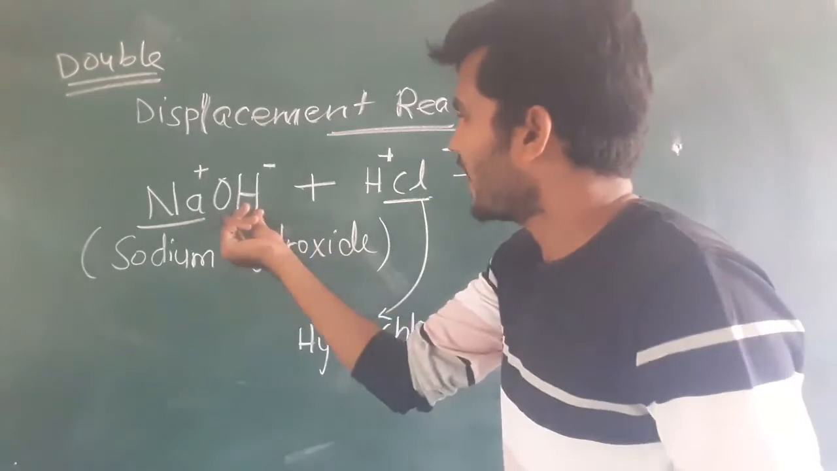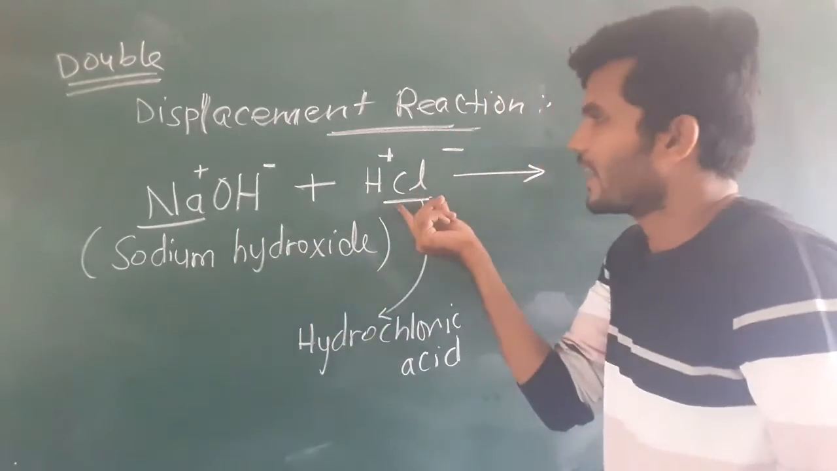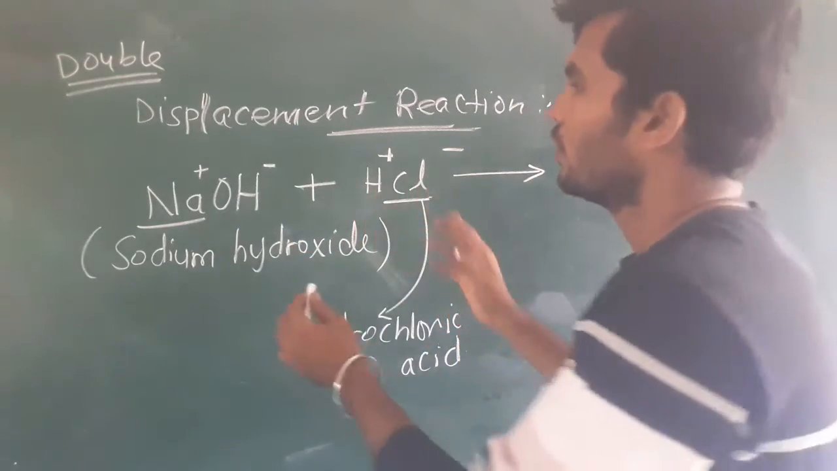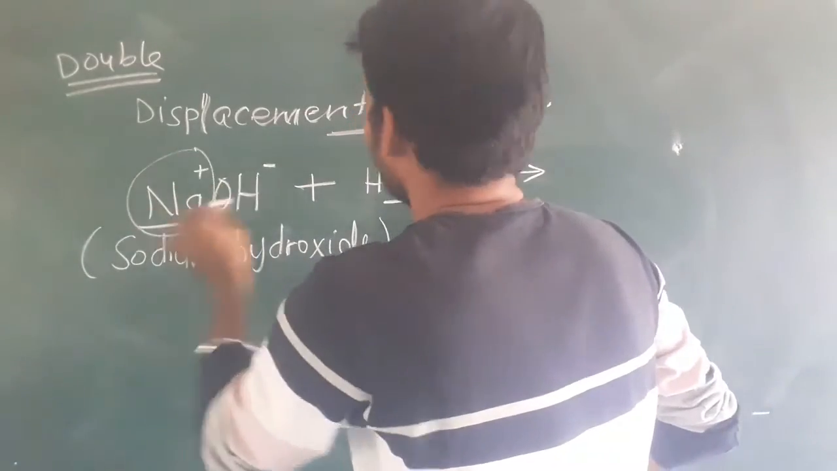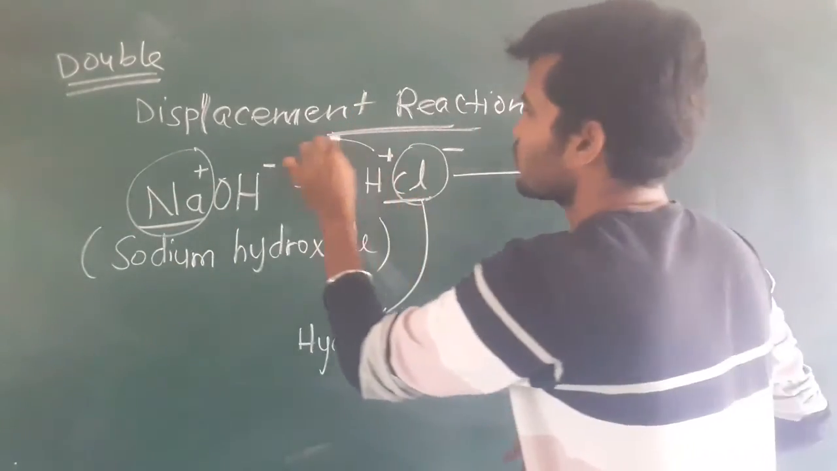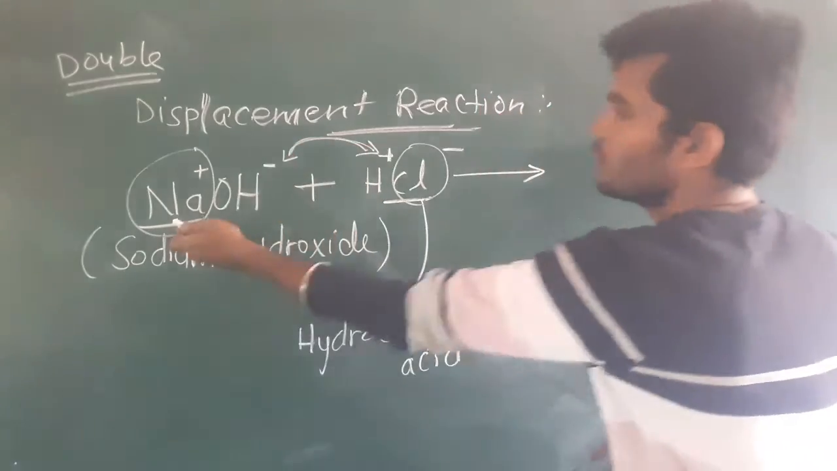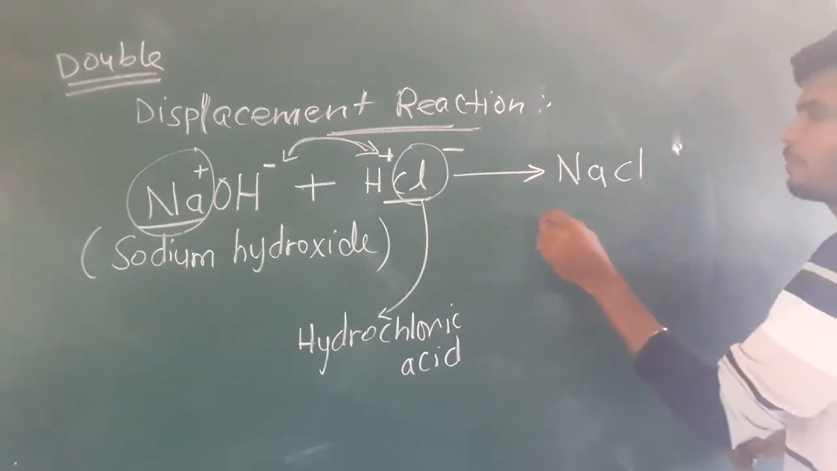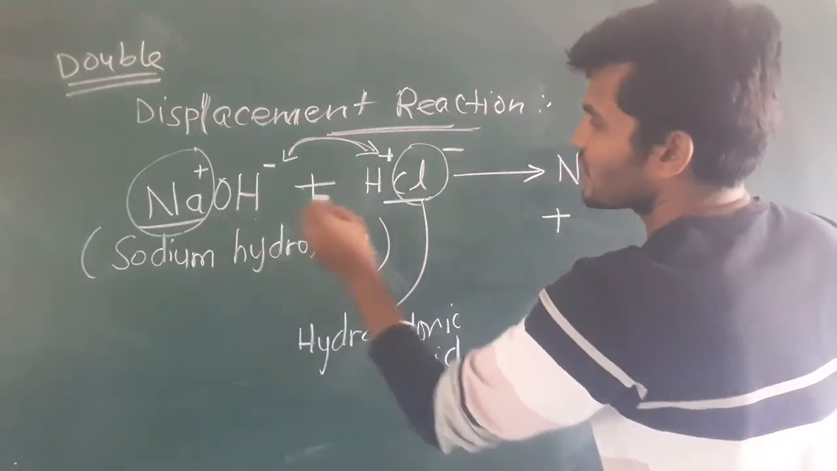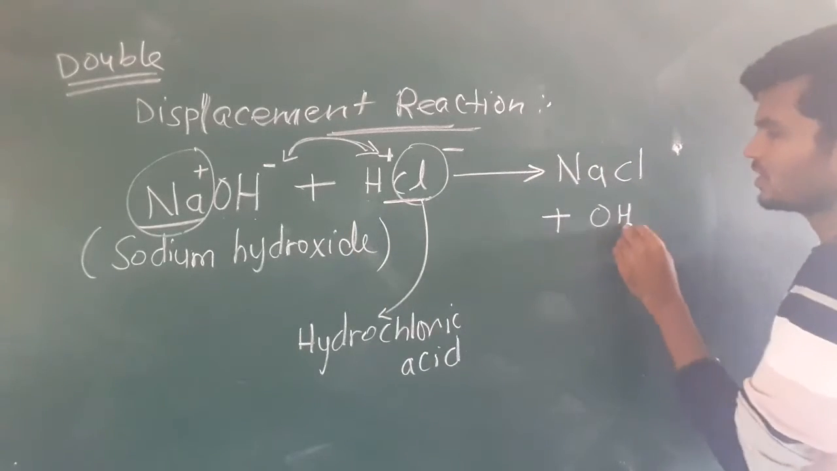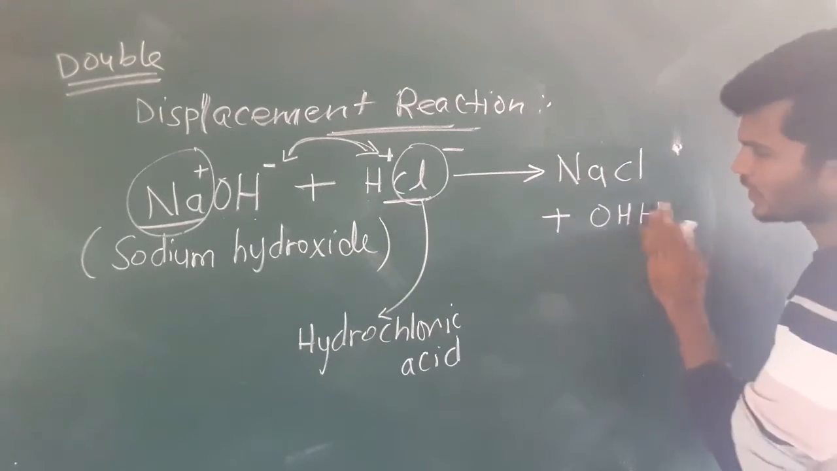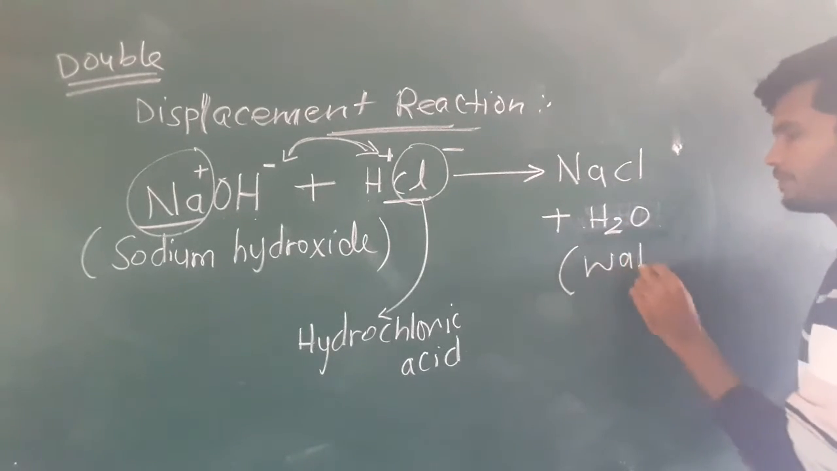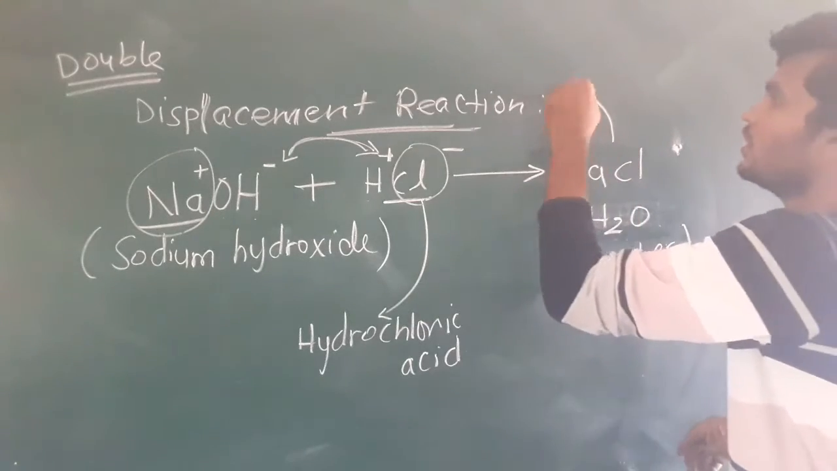So here this negative place will be taken by this negative, and this negative will combine with this positive. So basically here positive will combine with this negative, and this positive will combine with this negative. So what becomes here? Na and here Cl, plus पीछे क्या बच गया? OH. So OH, इसको क्या लिख सकते हैं हम लोग? H2 है ना, तो हम लोग डायरेक्टली इसको लिख सकते हैं H2O, which is called water, and NaCl is called sodium chloride.